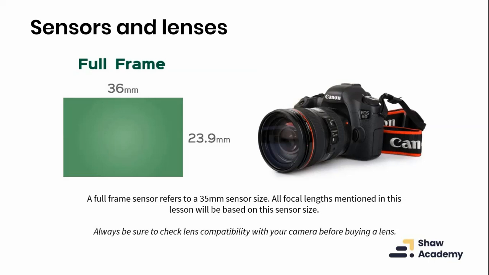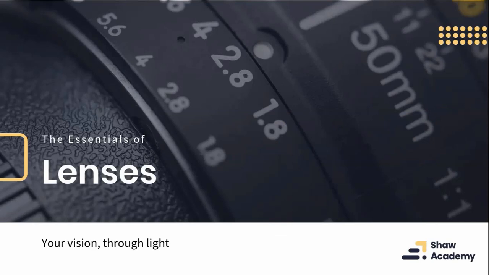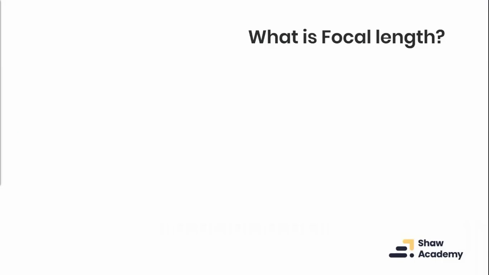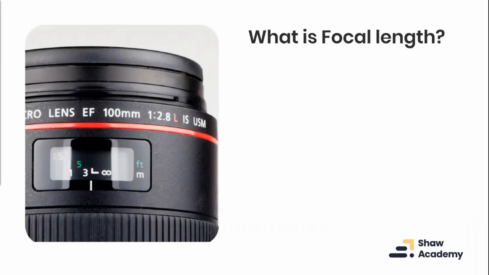Okay, so now that we're hopefully all on the same page, let's get into our first topic, which is all about the essentials of lenses. Now, usually one of the first things that I get asked about when it comes to lenses is why are they measured in millimeters? And this is to do with what the focal length of the lens is. So if you ever look at your camera's lens, you may find that you've got these millimeters here. For example, we've highlighted it here. It's a 100mm lens. What is that all about?